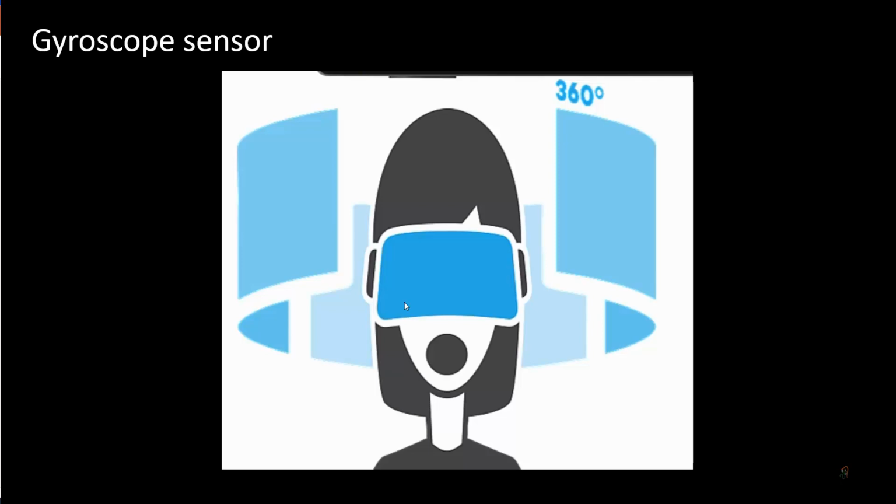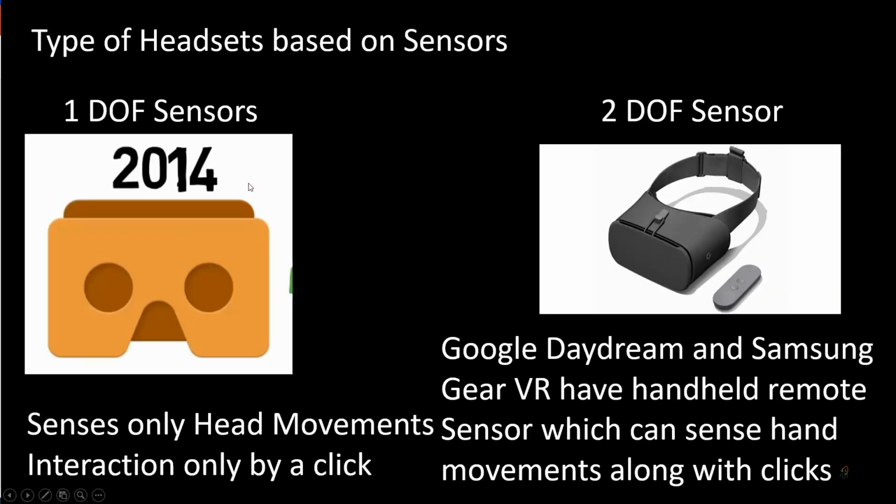So because of the gyroscopic sensor, when you wear the VR headset and rotate your head, the display is also going to rotate along with your head. So for this we need this gyroscopic sensor.